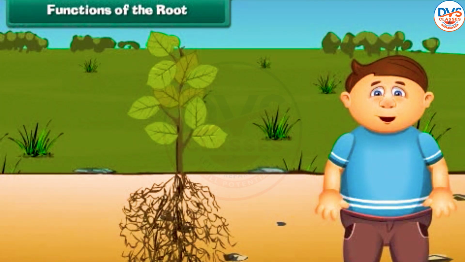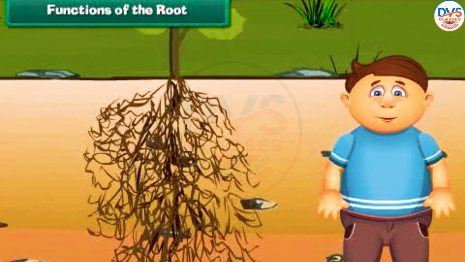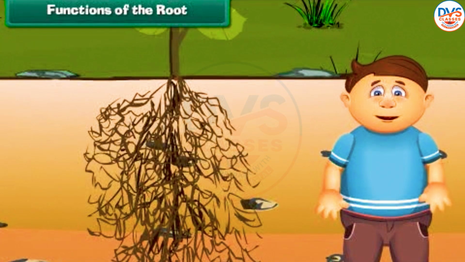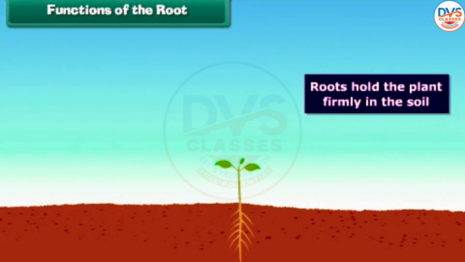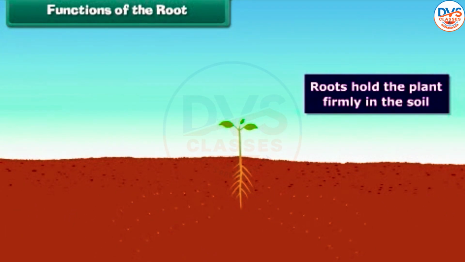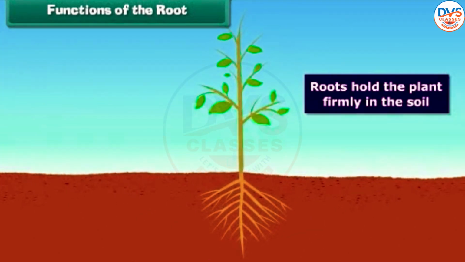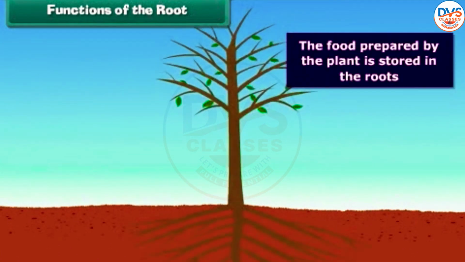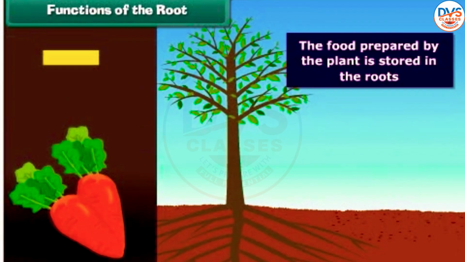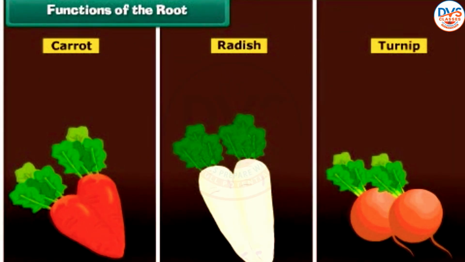Till now, we have learnt the structure and types of roots. But now the question is, what are the functions of the roots? Friends, actually, roots hold the plant firmly in the soil. They also absorb water and nutrients from the soil and send them to the other parts of the plant. Roots also perform the function of storage of food in some plants such as carrot, radish and turnip. The food prepared by the plant is stored in the roots. We eat these roots and get nutrition.